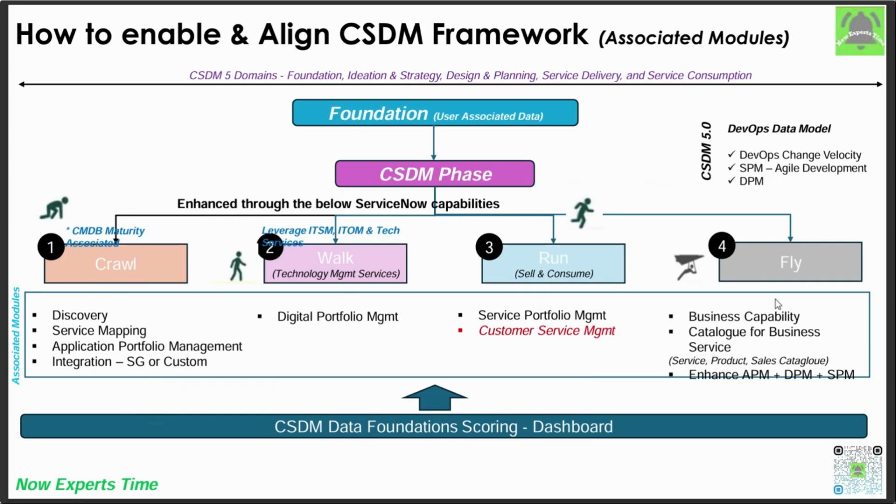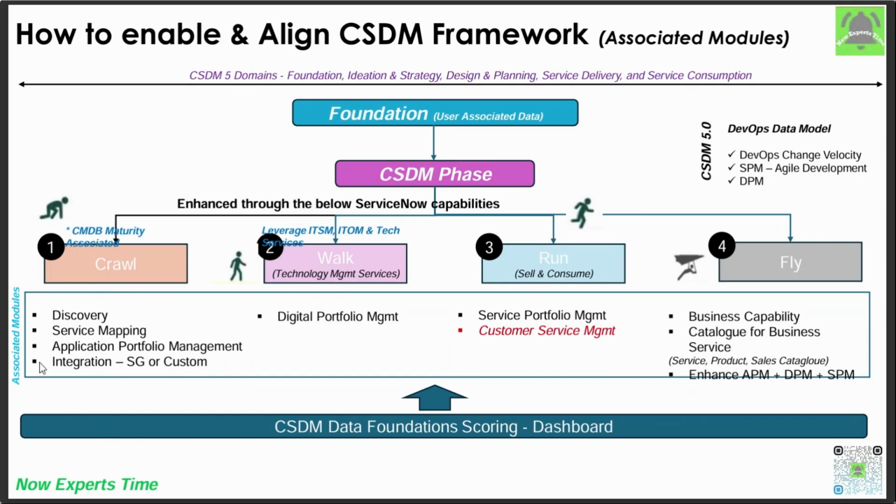That clarity is required so that we can enable this functionality in your system, and you will repair the data, and based on the data, you can drive the CSDM journey. So when you talk about this crawl, via discovery, service mapping, application portfolio management, integration, service graph connector or custom, these all support bringing the data from your data source into your system.